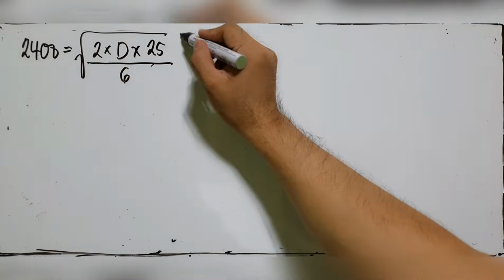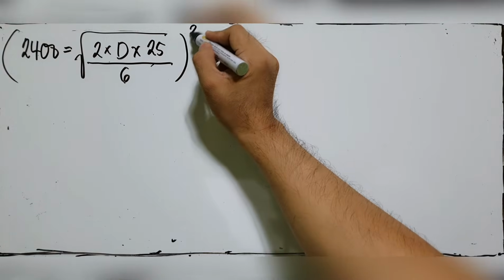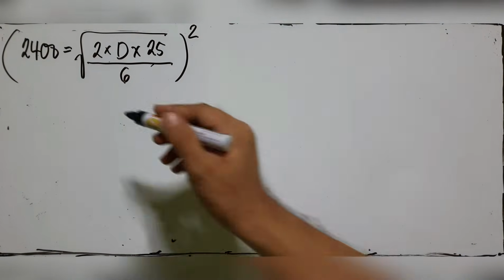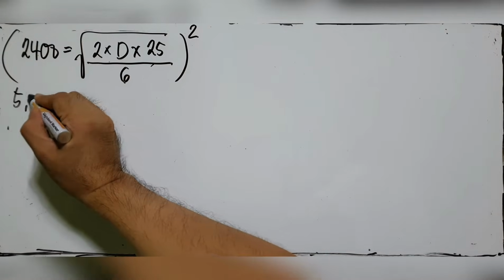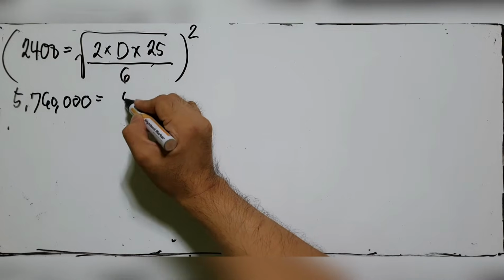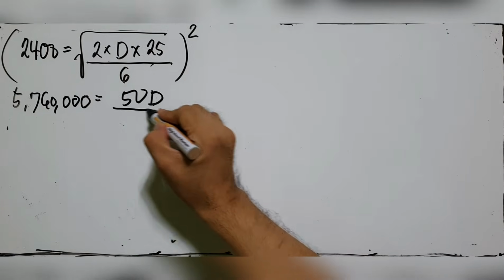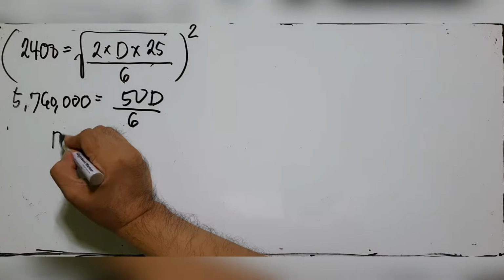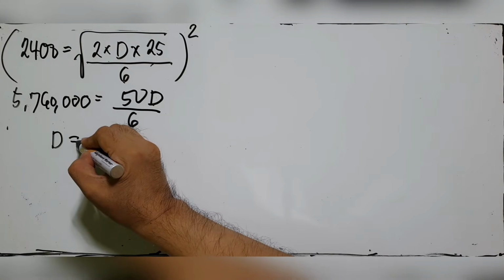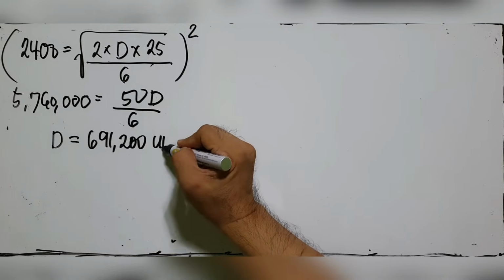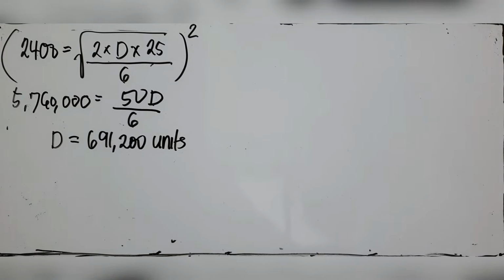So, what we're going to do is to square both sides. That would give us 5,760,000 is equal to 50D over 6. So, let's compute for your D or annual demand. And that will give us 691,200 units. So, that's question number 1.